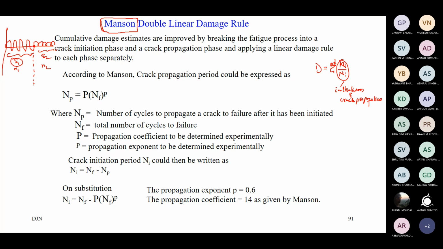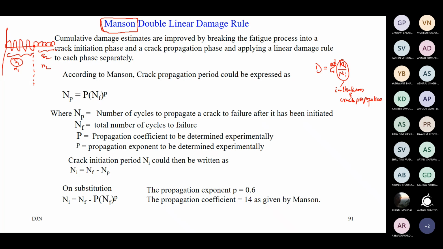To overcome this to some extent, Manson has provided a bifurcation between the number of cycles required for crack initiation and the number of cycles required for crack propagation. Once you identify that the crack is initiated, till then you use the same Palmgren-Minor linear rule.